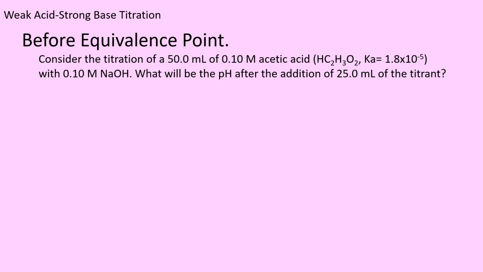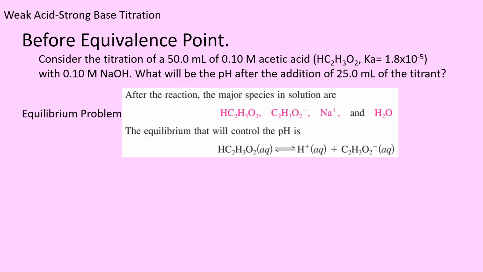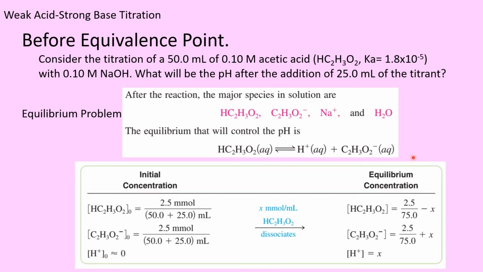After equilibrium is established, the major species in the solution are acetic acid, acetate ion, sodium ions, and water. To represent equilibrium, we will be writing this chemical equation here, and then the corresponding calculations are as follows. Here is the initial concentration, and on the right side, we have the equilibrium concentration. Initially, what we have is 2.5 millimoles of acetic acid over 50 ml plus 25 ml, since that will now be the total volume of the solution. Same goes with the acetate ion. And then this will be the setup for the equilibrium concentration.